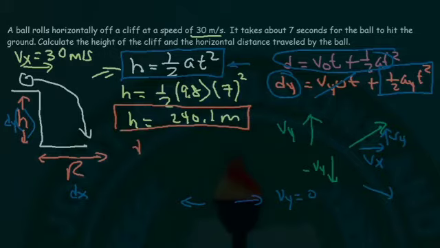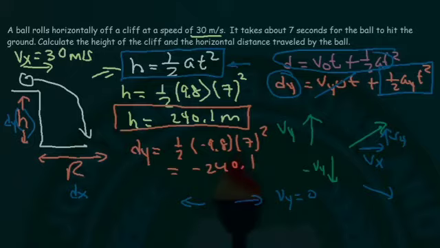Now some of you out there might be wondering, hey, why don't we use negative 9.8? You could use it. Let's say height is basically dy. If you plug in negative 9.8, you're going to get negative 240.1. Now, keep in mind, dy represents displacement. What this means is that the ball traveled downwards in a negative y direction by 240.1 meters. So that's what the negative sign really means.